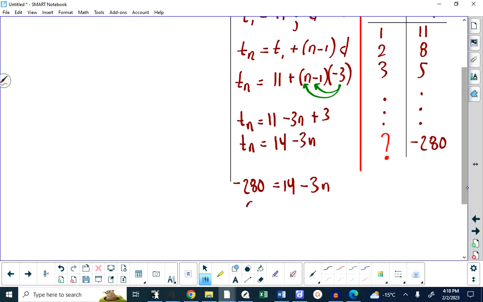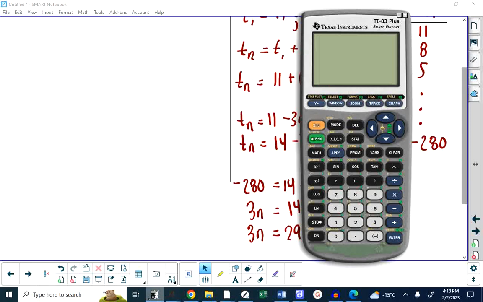I'm going to move the 3n over where it becomes positive, which pleases me. I'm going to add the 280 to both sides. So I end up with 3n is equal to 294. And that means I have to divide 294 by 3.